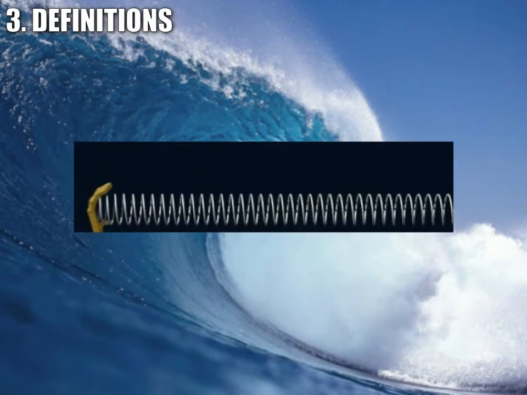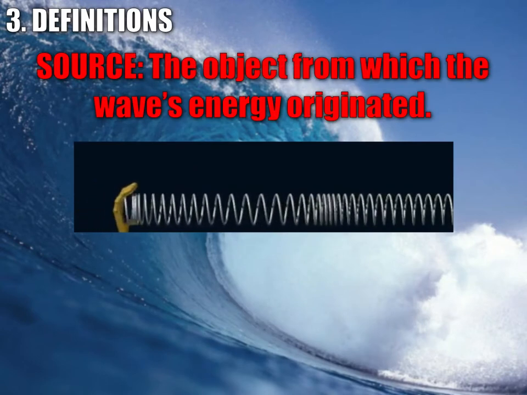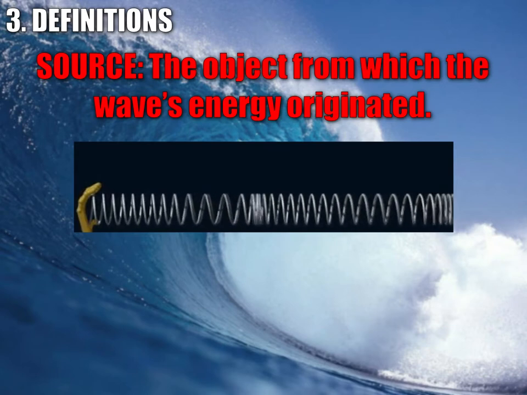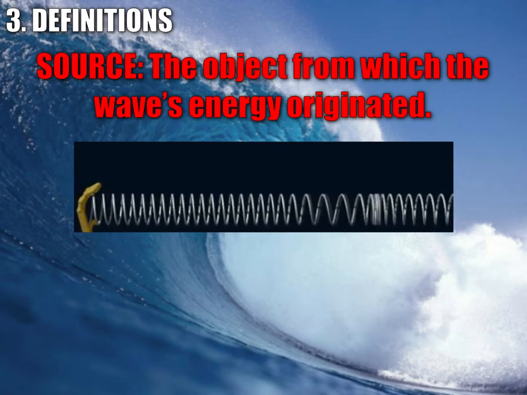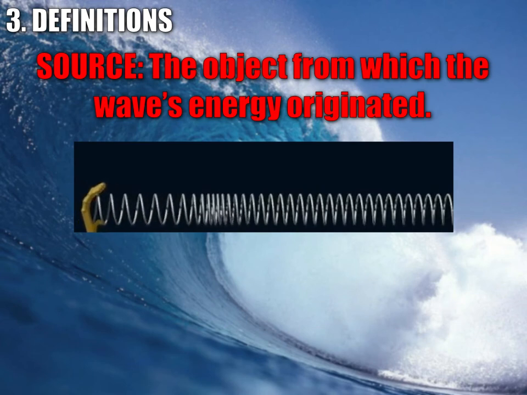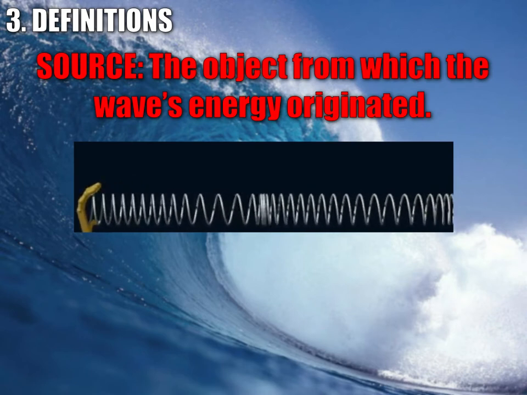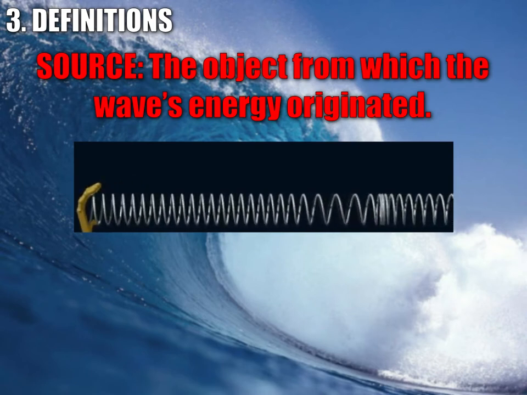Let's go over some wave vocabulary words. The source is the object from which the wave's energy originated. Since waves transfer energy from one place to another, the source is simply the object where this energy came from. It's the object that's transferring energy to the medium to create this wave.